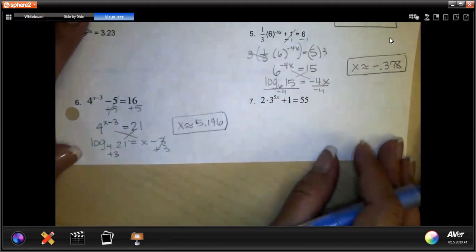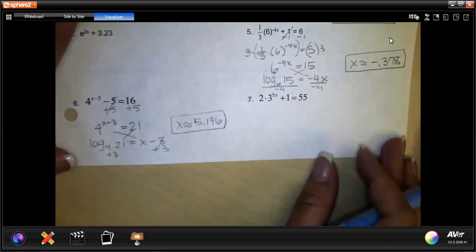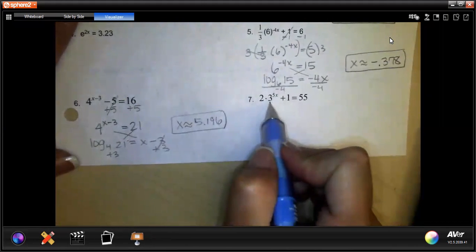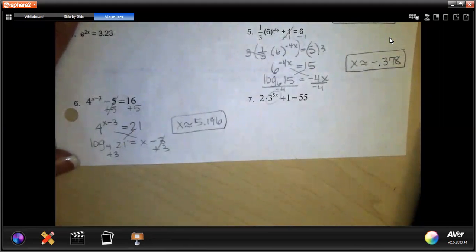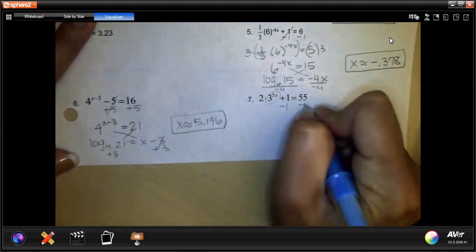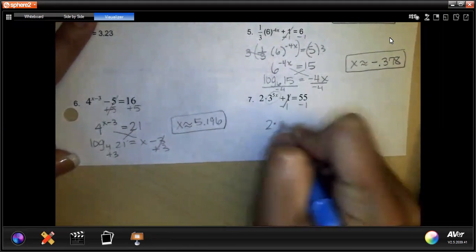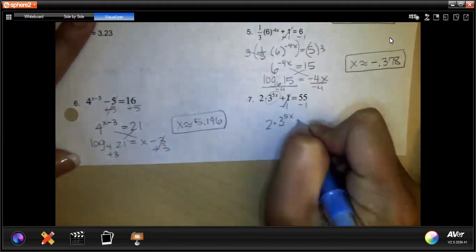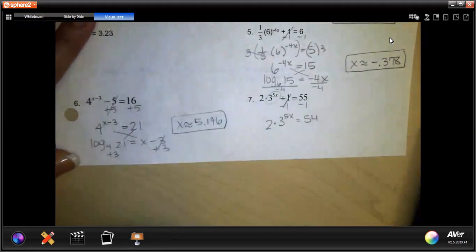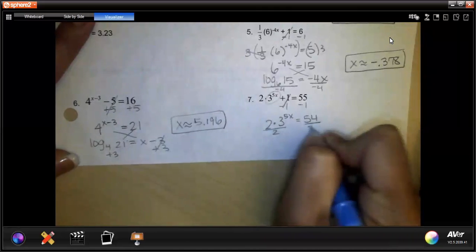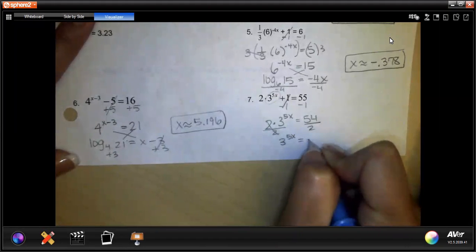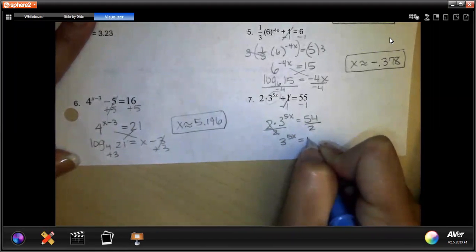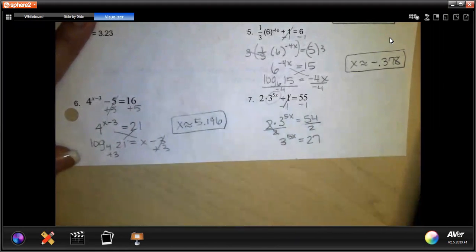All right, for our next example here, again, we've got a couple steps before we can get started with that definition. We've got to get this portion by itself first. We want to get that isolated. So we're going to subtract the 1 to get it to the other side, and we get 2 times 3 to the 5x equals 54. I divide by 2, and we get 3 to the 5x is equal to 27.